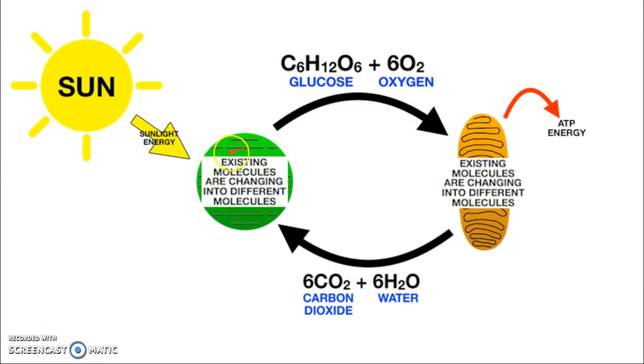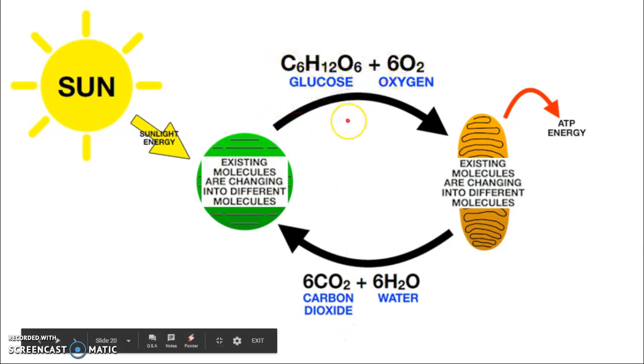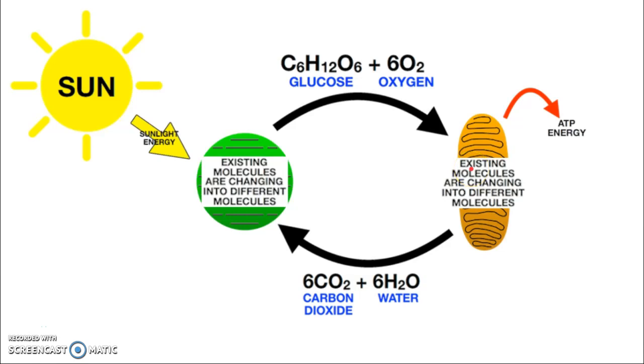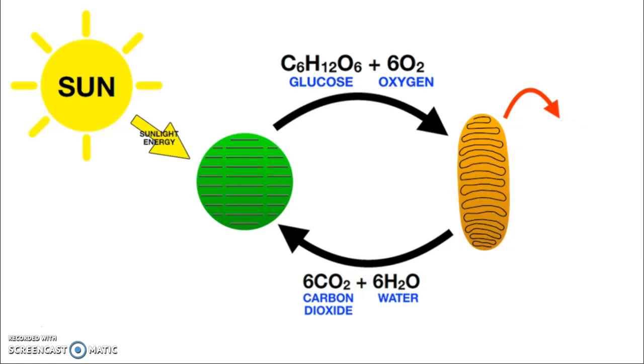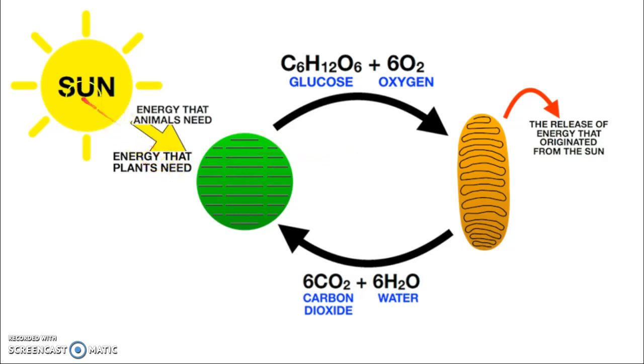In the chloroplast, the existing molecules are changing into different molecules. So these ones are changing into these ones. And the same thing is happening in the mitochondrion. So the ATP energy is the release of energy that originated from the sun. So the sunlight energy is energy that plants need, but it's also energy that animals need.